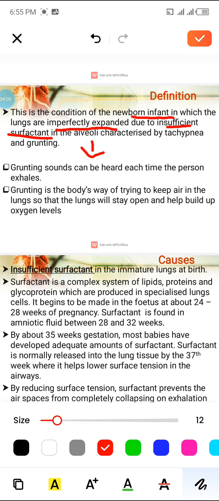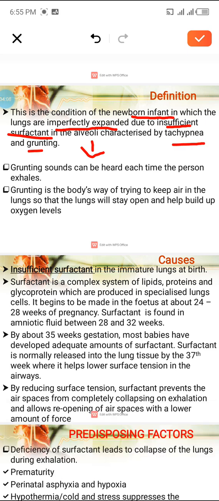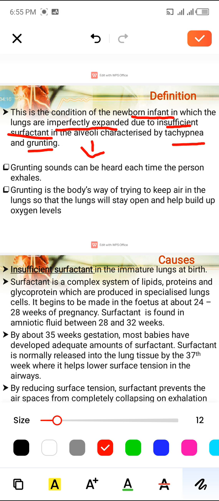Then the characteristics would be tachypnea and grunting. In this condition, you expect grunting as the main thing. So as you define RDS, remember to say it's a condition that affects the newborn, where the lungs will imperfectly expand as a result of insufficient surfactant. Then it's characterized by tachypnea or expiratory grunting.